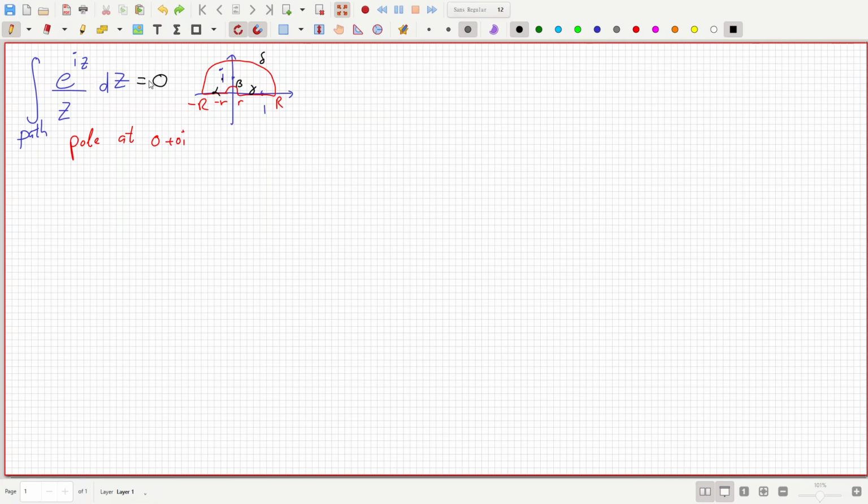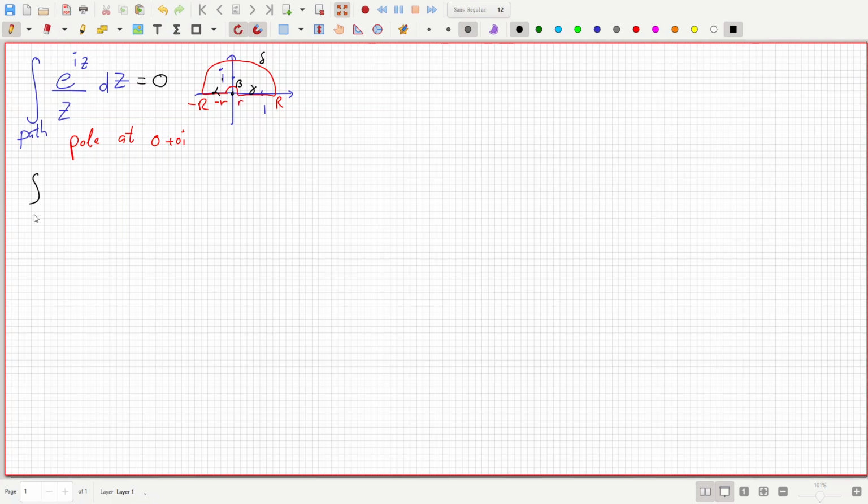What I'm going to do is integrate this function, e^(iz)/z, along this path, the path shown in red. I note that this integral should be 0 because the pole of this is at 0 + 0i, dividing by 0. And we're very deliberately avoiding that pole there. So integrating along this path is supposed to give 0 for this function. We're deliberately avoiding the pole.